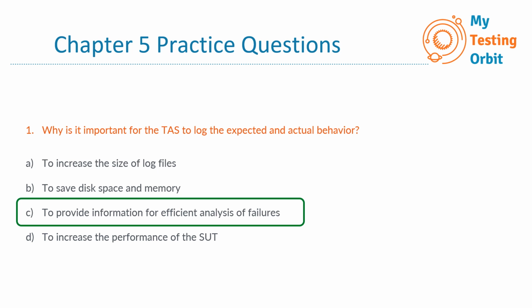So logging the expected and actual behavior is important to help efficiently analyze test failures. It allows testers to compare what should have happened, which is the expected behavior, with what actually happened, which is crucial for identifying why the failures even occurred. Let's have a look at the other options.